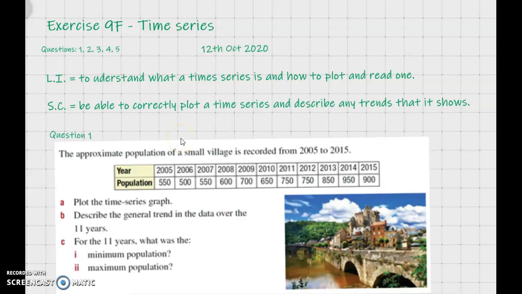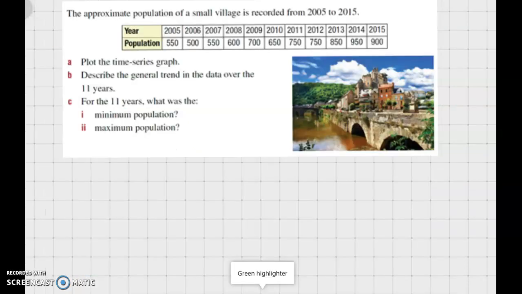To take you through this, I will talk you through question 1, and then you can do 2, 3, 4, 5 yourselves. So in question 1, you've got this scenario of a small village. We've got the population recorded for 11 years. We want to plot the time series graph, describe the general trend, and then identify the minimum and maximum. So the first thing we're going to want to do is draw our axes, and we're going to have to find the scale that we're going from.